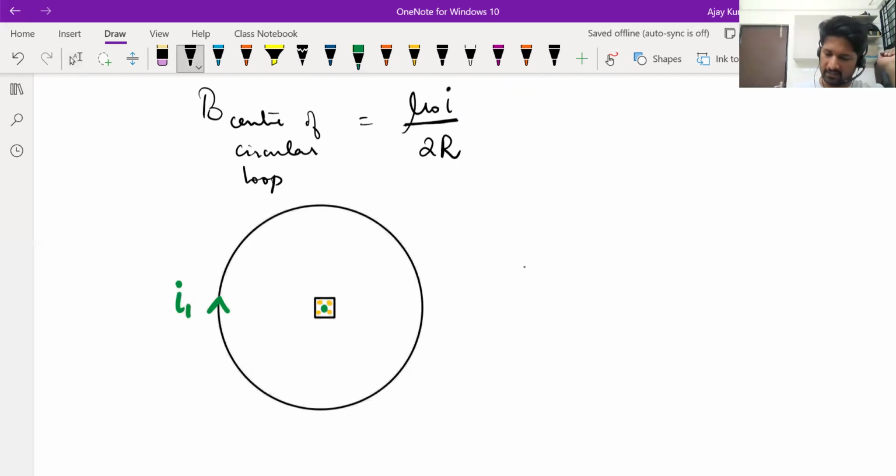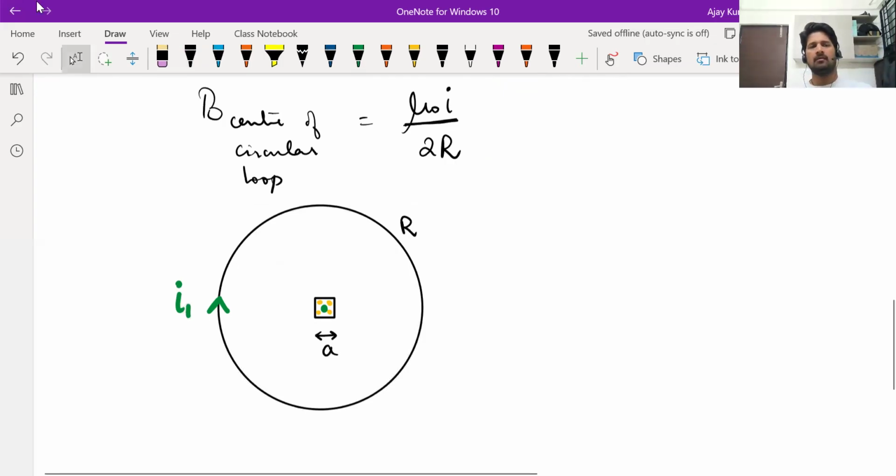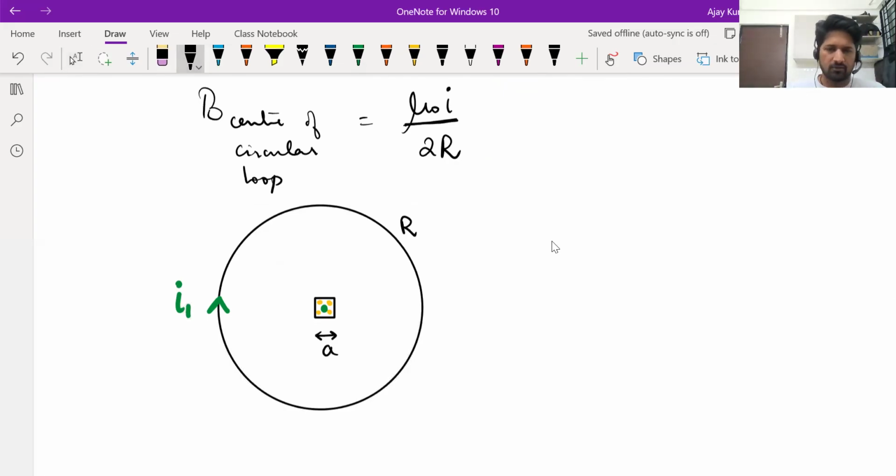Square side is given as A. It's a small square. Circle radius is given as R. Okay, let me ask one. Rishi, you tell. We know the magnetic field at the center of the circle. Current in the circle is I1, so mu naught I1 by 2R is the magnetic field. So Rishi, tell me, what is the flux produced in the square loop by this magnetic field?